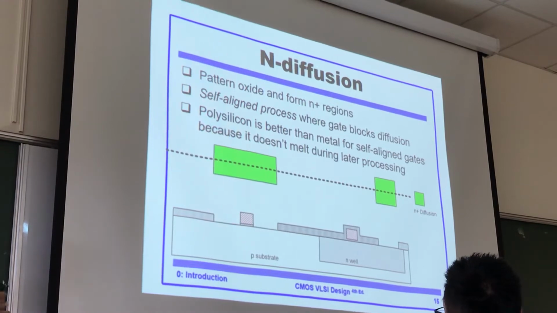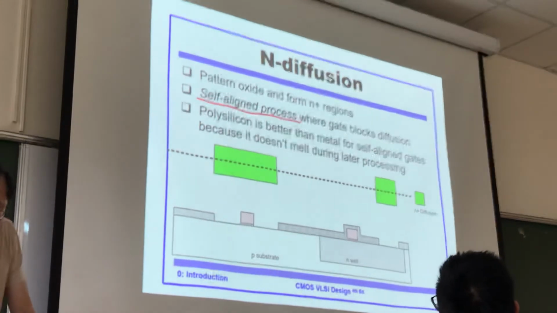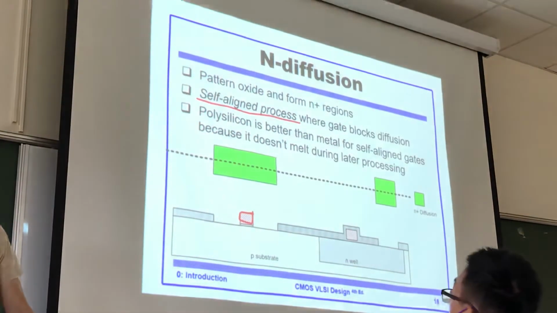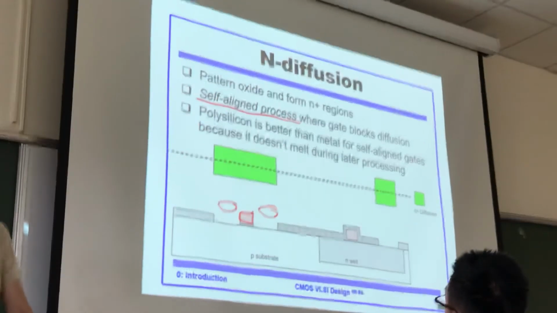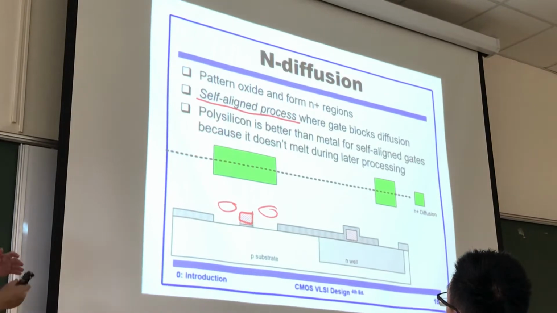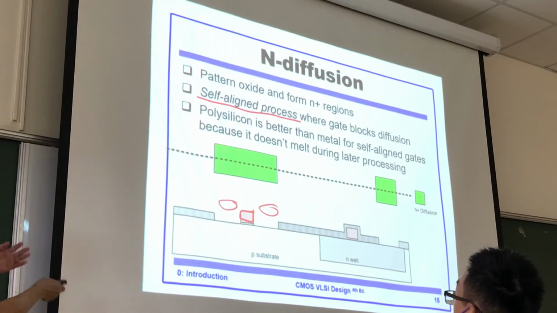Oh, by the way, it's called self-aligned process. What does it mean? It means that this polysilicon is blocked right there, so only this region and this region are important. If you are not using any mask for this, you give the mask like this. The polysilicon is here, so it's self-aligned. Use the polysilicon as part of the masking.